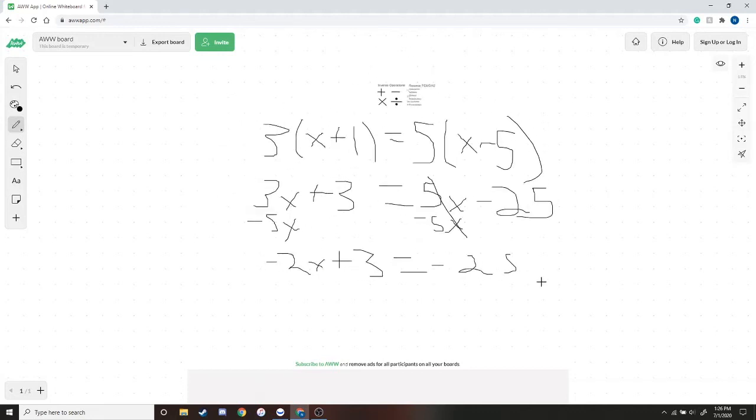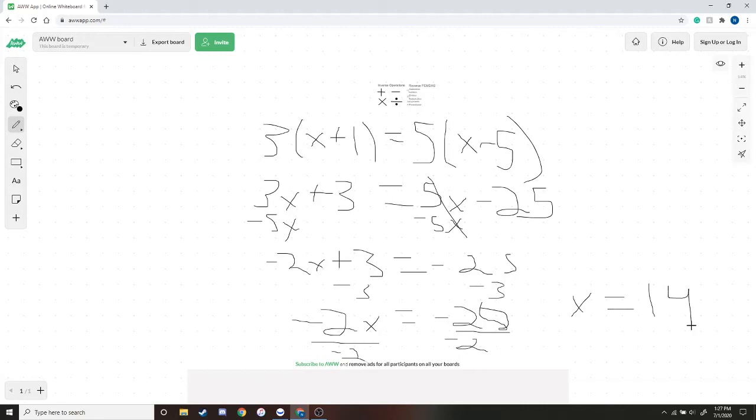Now we just solve like a two-step equation. To get rid of a positive 3, we subtract 3 on both sides. So minus 2x is equal to minus 25 minus 3 is minus 28. Sorry for that, bad 8. And then what we do is we divide by negative 2 on both sides. So negative 28 divided by negative 2 is equal to 14, because the negatives cancel out.